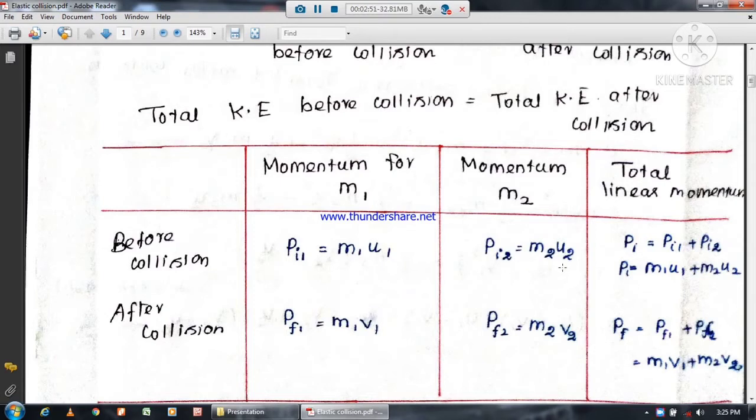So from this we can find the total linear momentum, that is momentum of the first body plus momentum of the second body, that is pi1 plus pi2. We can get pi, that is equal to m1 u1 plus m2 u2. This is the momentum before collision.